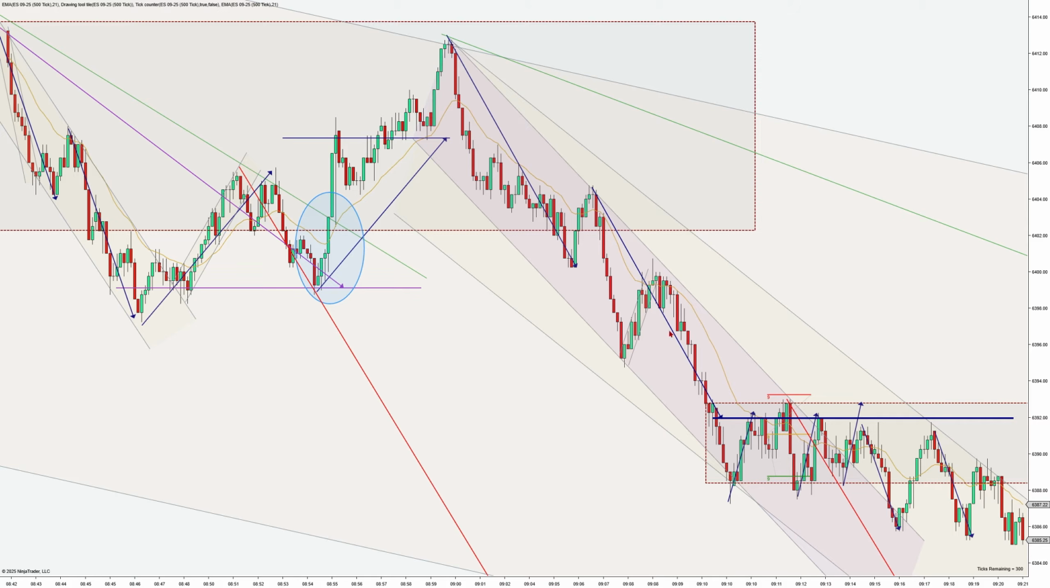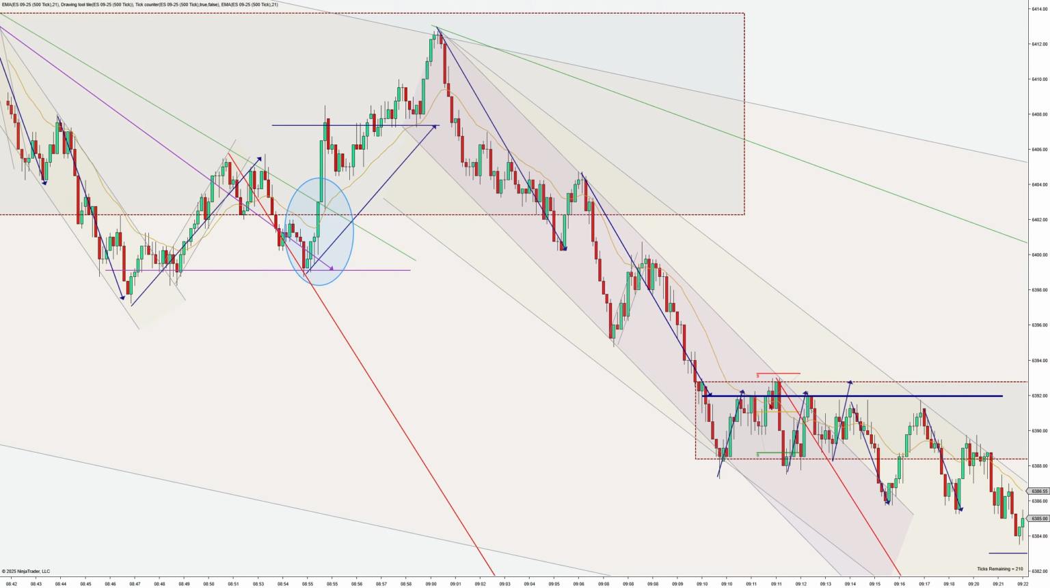We push on down, price reaches this measured move level, ends up pushing right on through it, and then we get this first leg back, second leg back, and then we get a good hold below the EMA here.